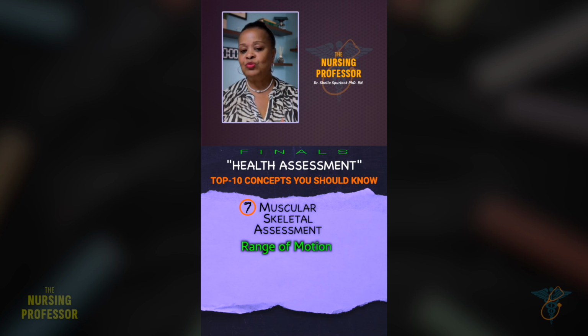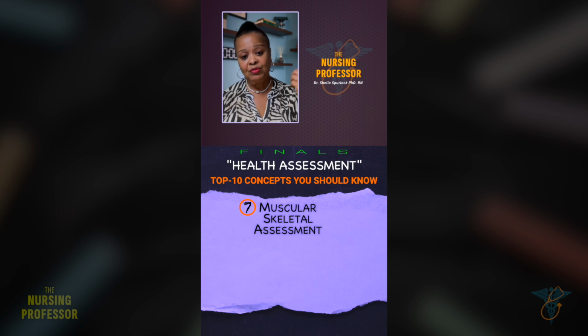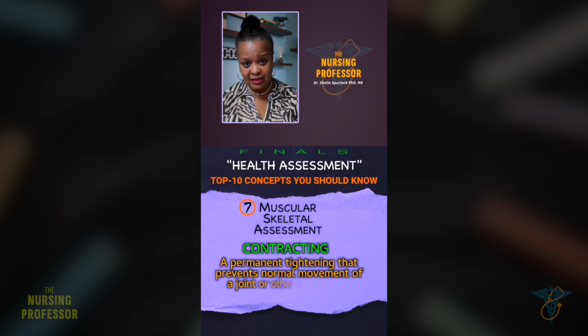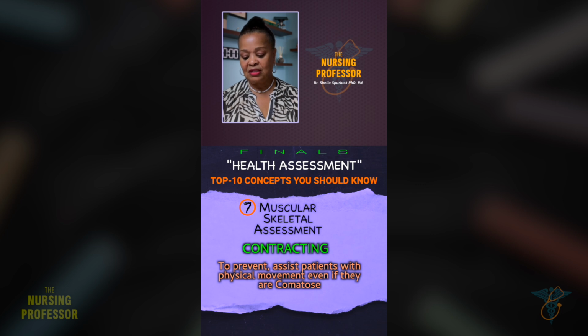The importance is we don't want muscles to atrophy. That means that if they're not used, they will get smaller and smaller, and then they'll no longer work. We don't want a person to get contracted where they'll end up staying like this and won't be able to extend over a period of time. We don't want that. So we're going to continue to assist the person in using their musculoskeletal system, even when they may be in a coma.